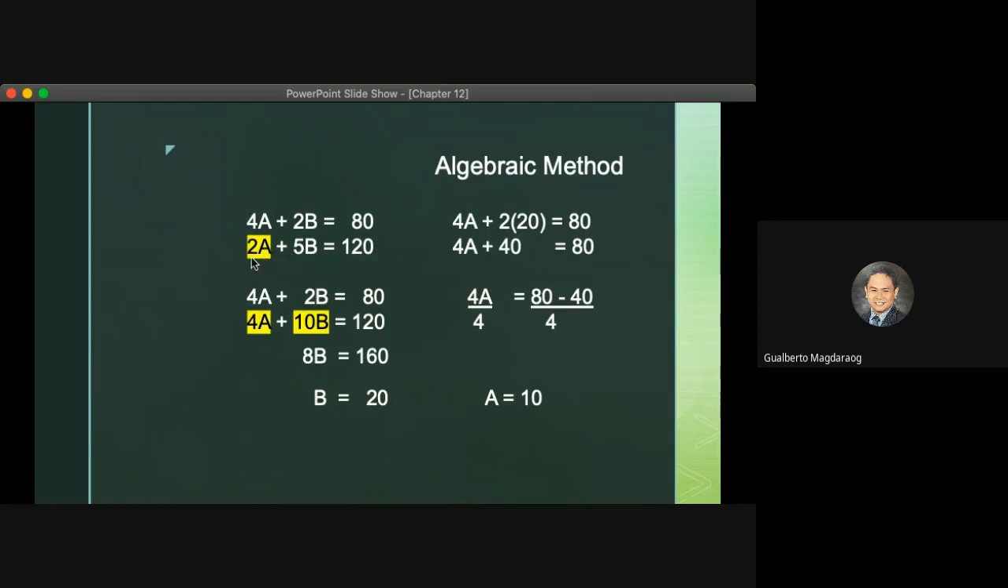So we need to find a value that will make this similar to the first term, and that is 2. You simply divide 4 by 2, you will get 2. So that when we deduct the second term from the first term, it will cancel out. Okay? So 4 divided by 2 is 2. And then multiply all the components in that term by 2. So 2 times 2 is 4, and 2 times 5 is 10.